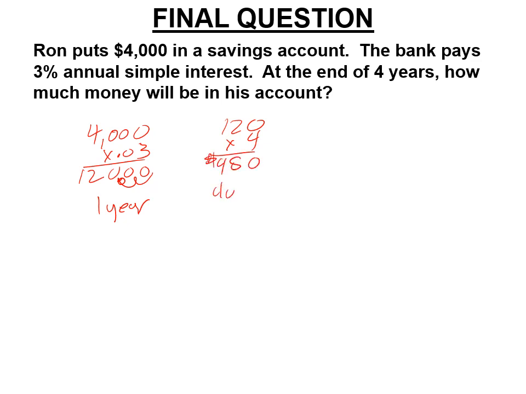480 is 4 years. That's how much interest after 4 years. And then the total in his account is the 4,000 he put in plus the 480 in interest. The answer is 4,480.